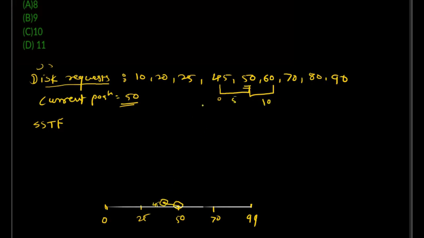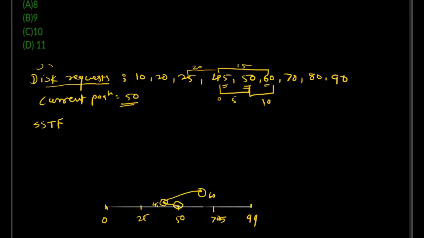It is 45. Okay, 50 is processed, then 45 is processed. From 45 it can either travel to 60 or it can travel to 25. So 45 to 25 requires a distance of 20, and 45 to 60 requires a distance of 15. So which one is the nearest? The nearest one is 60, because for reaching 60 it will only require a distance of 15. So from 45 it will change the direction and reach 60 here. So we will mark this as 60. Okay, so 60 is processed.